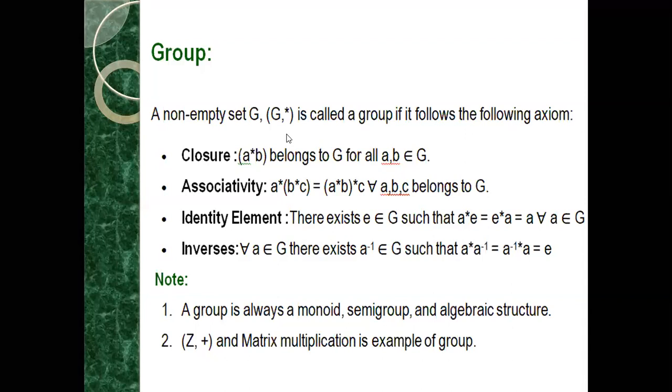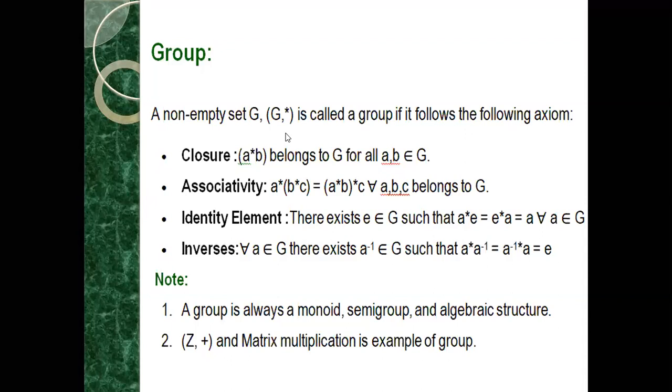Okay. Next one, inverse law. So for each a belongs to Z, there exists a inverse belongs to Z such that the condition is a star a inverse is equal to a inverse star a is equal to e.